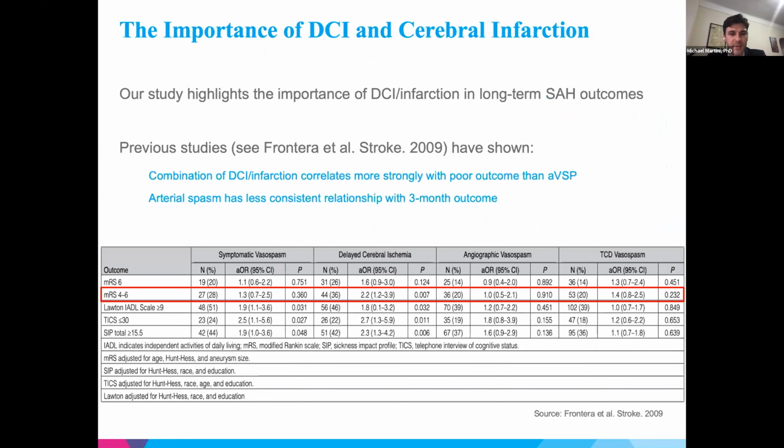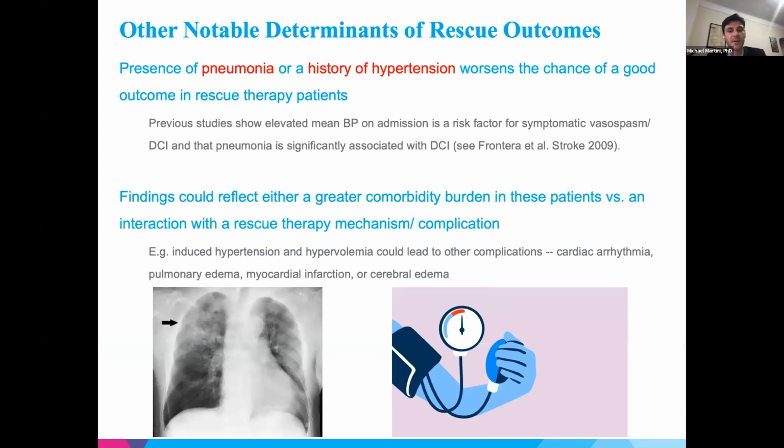I'd say that perhaps most clearly, we found that the presence of DCI and infarction was the most important feature influencing 3-month Glasgow Outcome Scale scores, regardless of rescue therapy status. Previous studies, including this one published in Stroke, have also shown that the combination of DCI and infarction correlates more strongly with poor outcome than vasospasm. That's shown here, highlighted in this red box. I think this confirms that our approach seems to produce relatively valid results.